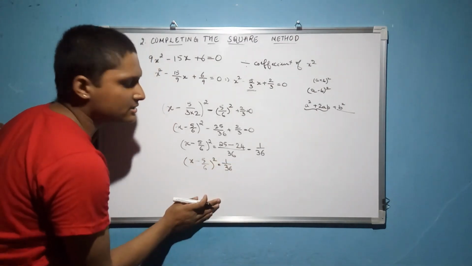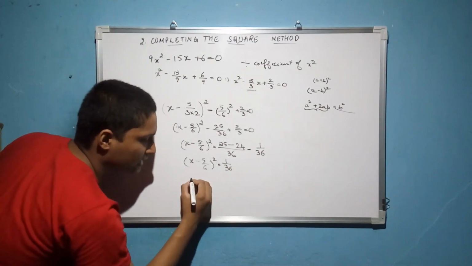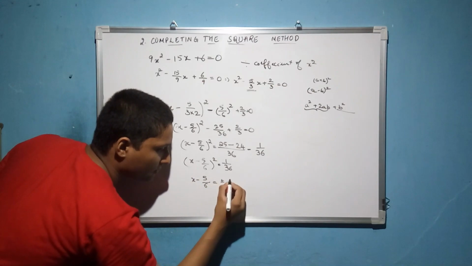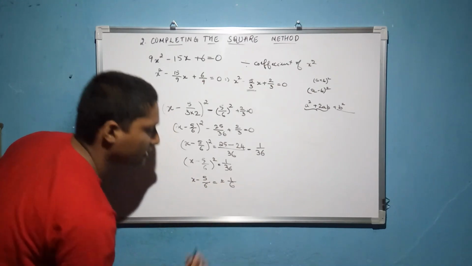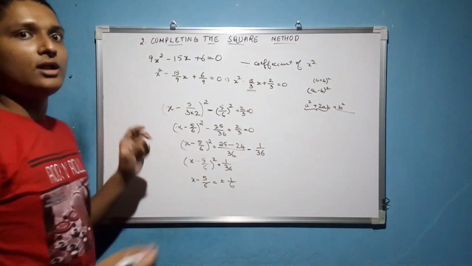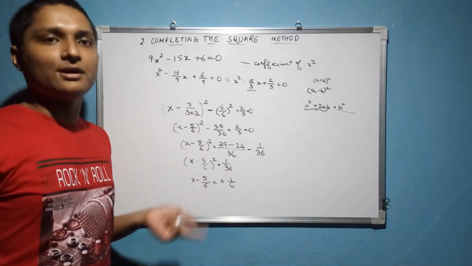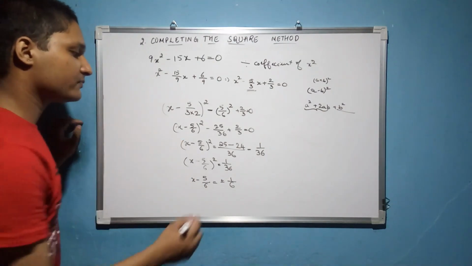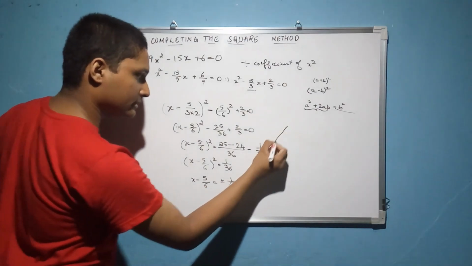So now we need to take the square root on both sides. This becomes x minus 5 by 6 is equal to plus or minus 1 by 6. Always when you find the roots of a quadratic equation, two roots should be there. So we'll take two roots.